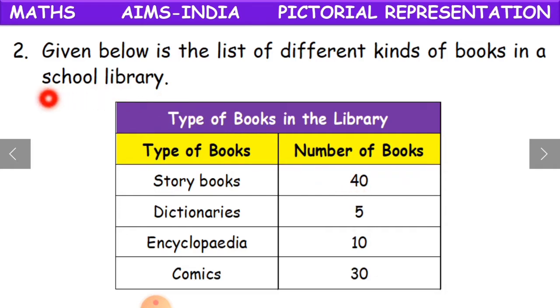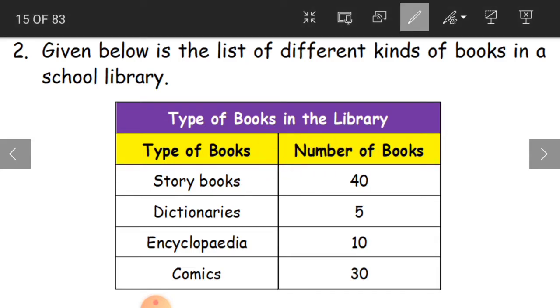Now again, given below is the list of different kinds of books in a school library. So what is the list here? It is the list showing the different types of books in a library. And what are the different categories here, children? We have story books, dictionaries, encyclopedias and comics.